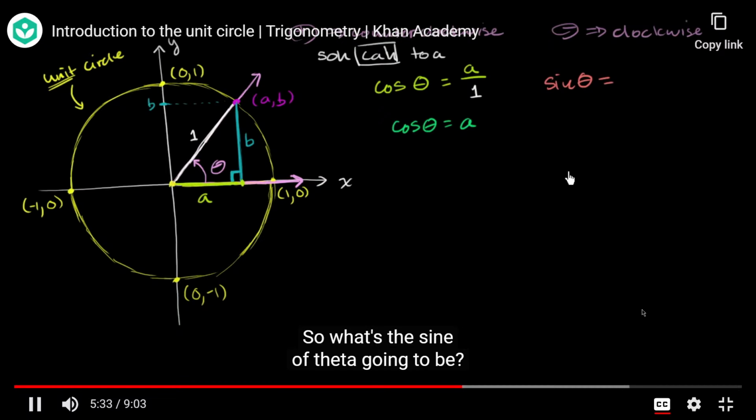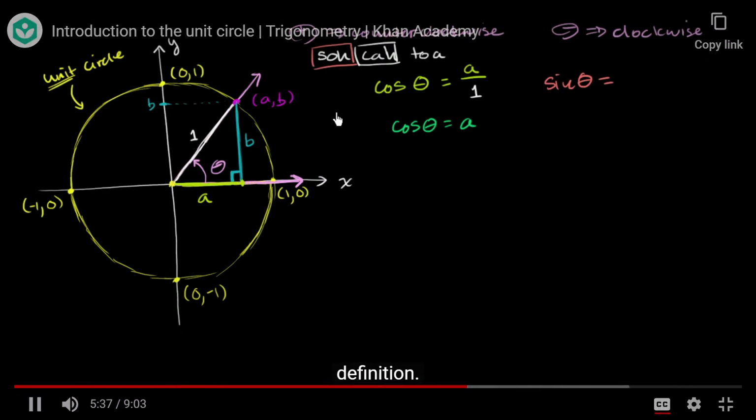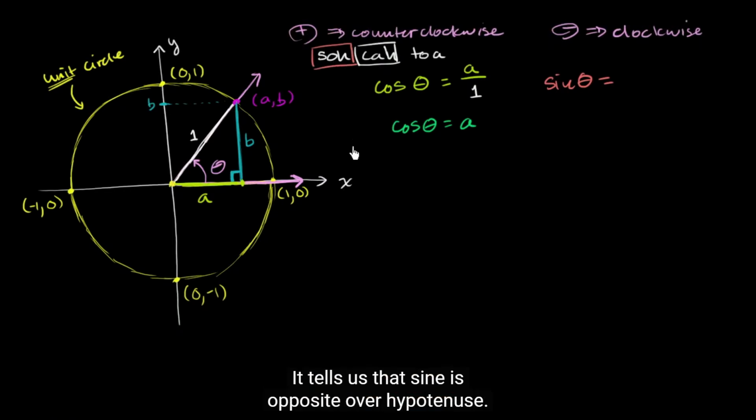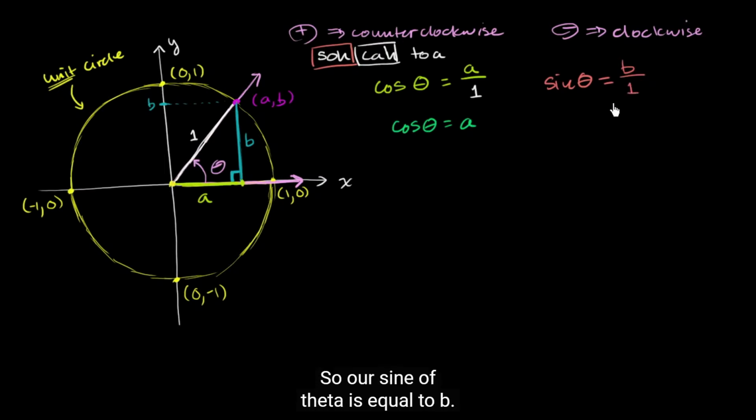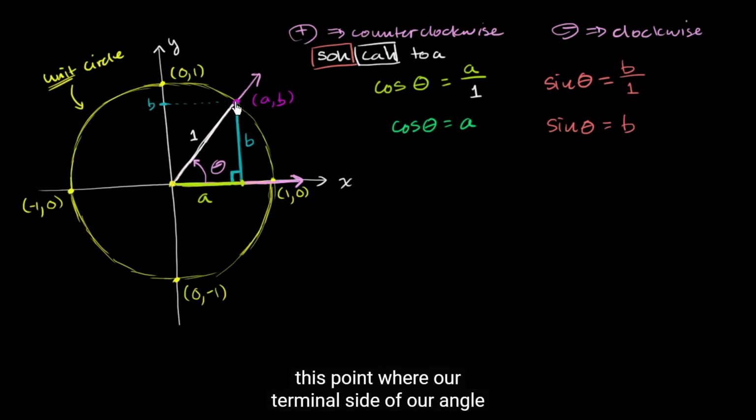B. Well, we just have to look at the SO part of our SOHCAHTOA definition. It tells us that sine is opposite over hypotenuse. The opposite side here has length b, and the hypotenuse has length 1. So our sine of theta is equal to b.